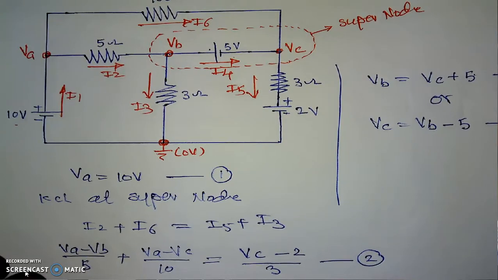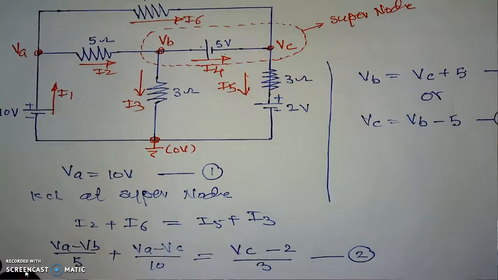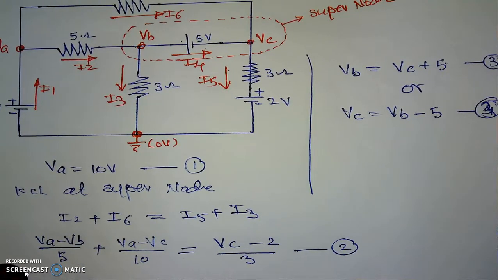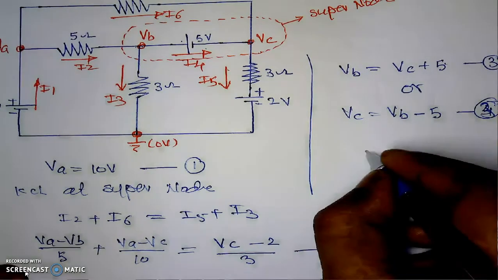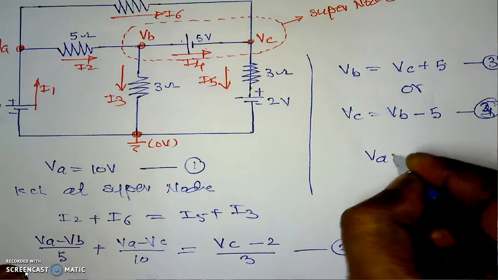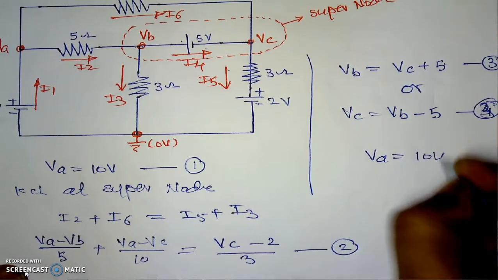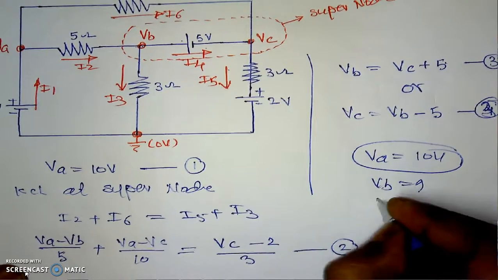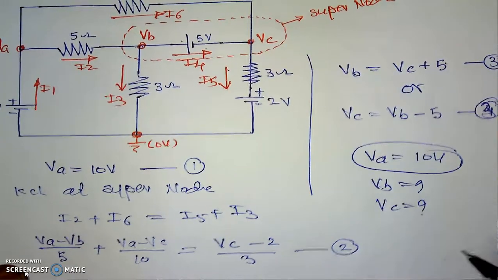Now we can solve the equations 1, 2 and 3 simultaneously. We have 3 equations and 3 unknowns, means we are able to find out the value of VA, which is already known, which is 10 volt, the value of the potential VB and the value of the potential VC by using this particular method.